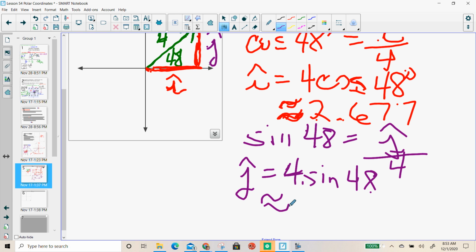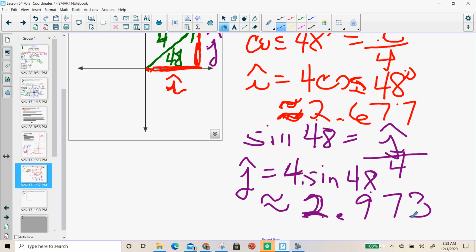Calculator help, please. Put it in chat and hit enter for me. And I'm seeing a lot of 2.973s, which sounds good to me. So 2.973 for j hat.